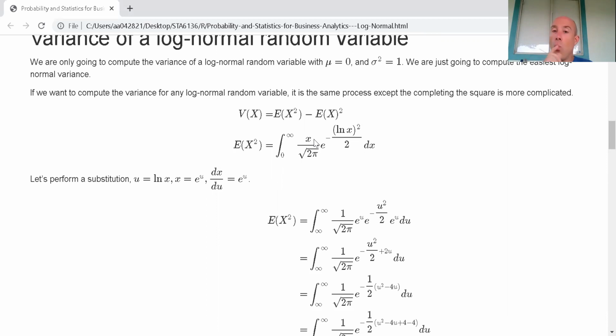Now I'm going to do exactly the same substitution I did before. That's going to be easy peasy lemon squeezy. So I'm going to say that u is equal to log of x, so x is equal to the exponential of u, and the derivative of x with respect to u is e to the u.